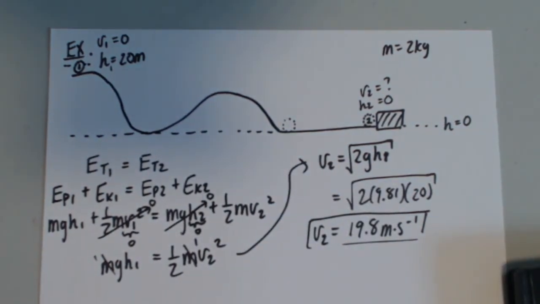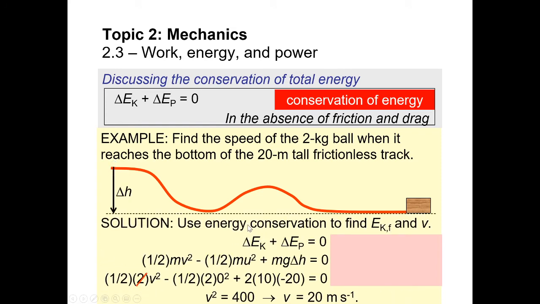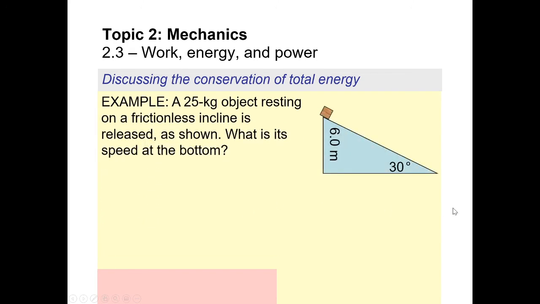Okay, back to the slides. Okay, this diagram should look very familiar to you. We actually did this same problem in section 2.2 using Newton's laws and free body diagrams and rotated coordinate systems. You still have to understand how to do rotated coordinate systems, although solving this using conservation of energy will be so much simpler. So we have a 25 kilogram object resting on a frictionless incline, and it's released as shown. What is its speed at the bottom?